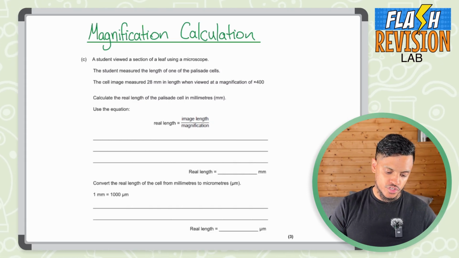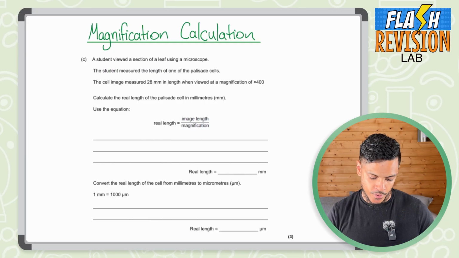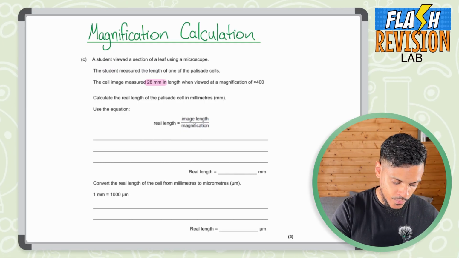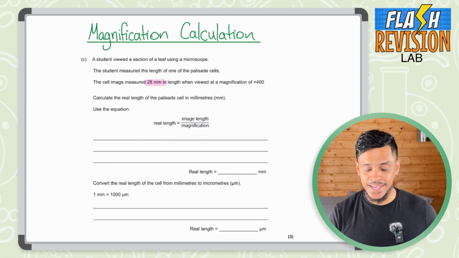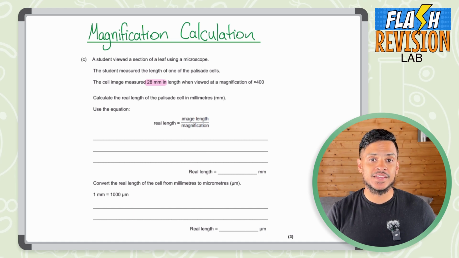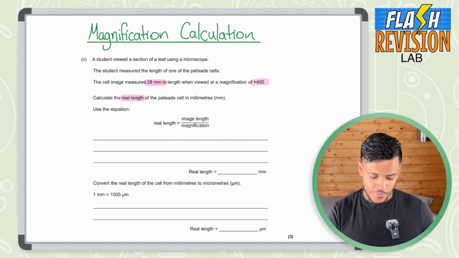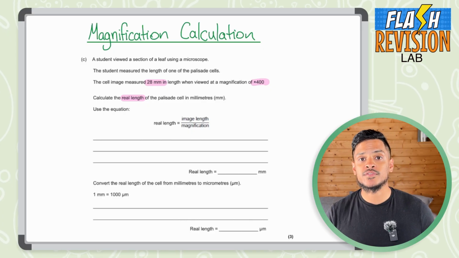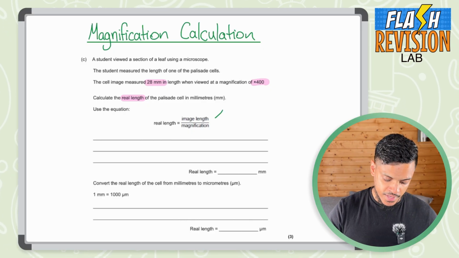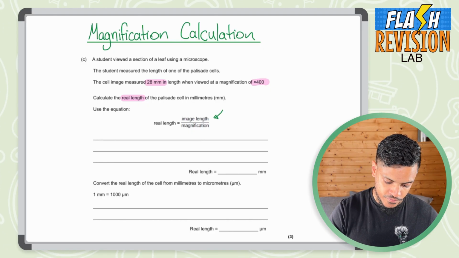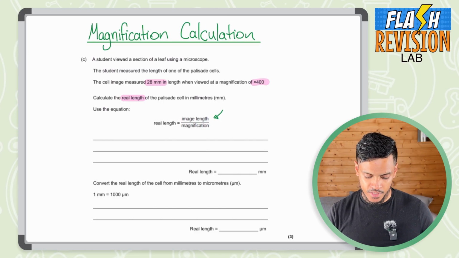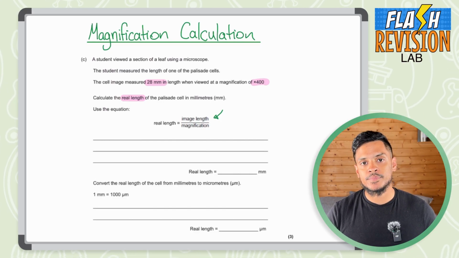So here we have a student measuring the length of a palisade cell. What we have is the cell image is 28 millimeters and the magnification of the microscope is 400. Now we need to calculate the real length using the equation for magnification. So what they've done here is they've actually rearranged the equation for us, which makes it a little bit easier. All we need to do is put the numbers in now.